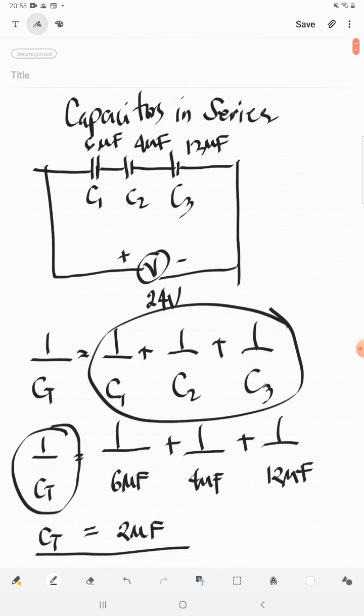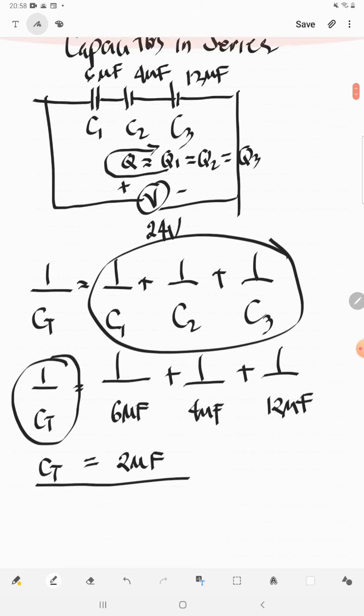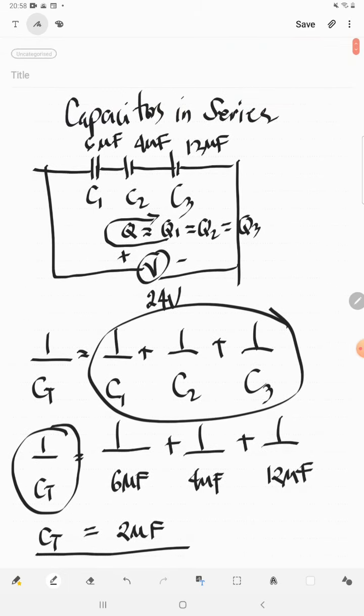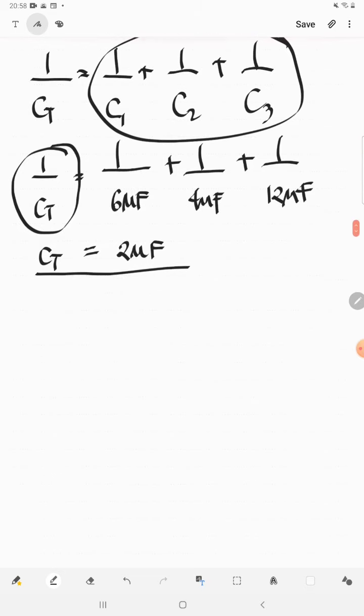Now you will see that when capacitors are connected in series, you have only one Q. So Q is equal to Q sub 1 equals Q sub 2 equals Q sub 3. And of course, it's the voltage that will divide, so you will have your V sub 1, your V sub 2, and your V sub 3.